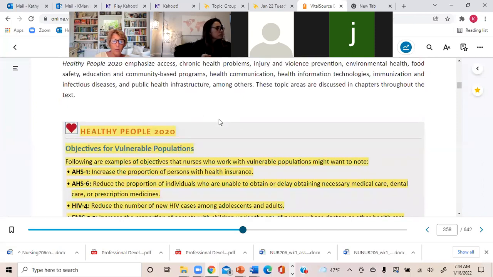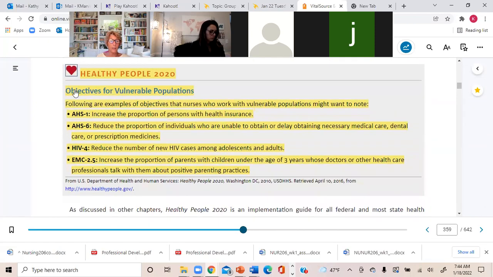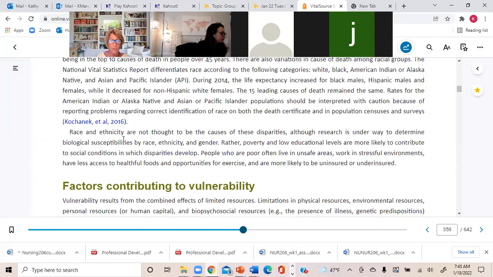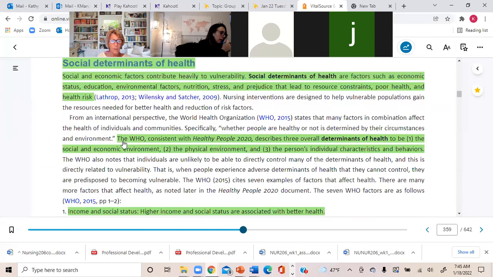Here is Healthy People 2020 and its objectives, just like the levels of prevention, on the topic we're covering. Has anybody gotten into the Healthy People 2020 website and looked at it? If you haven't, I would suggest you go in and peruse it. It's really, really good. Here are their objectives for vulnerable populations, because that's the topic we're covering. You need to know those, so put them on a card.